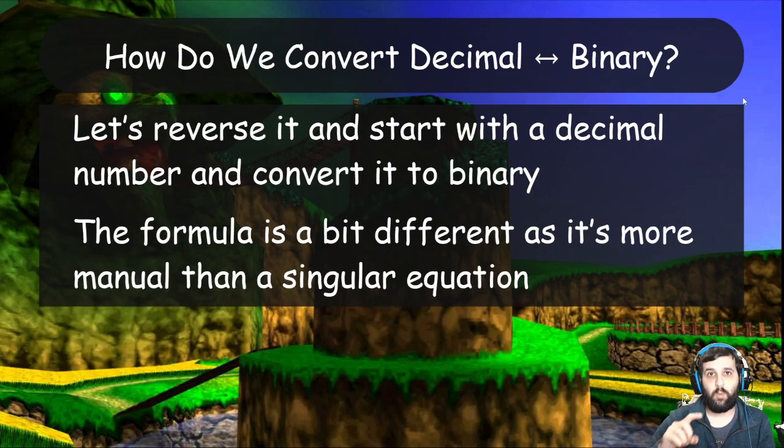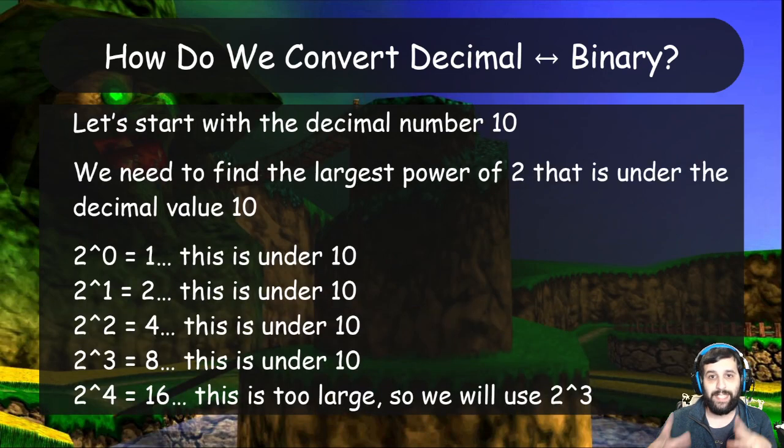Now, it's easier to do it from binary to decimal because we are so used to multiplying things in order to get the decimal value in regular math. The other way around is a bit different. So let's go over an example. Let's say we have the decimal value of 10 and we want to convert that to binary.